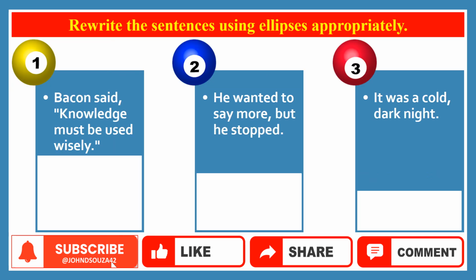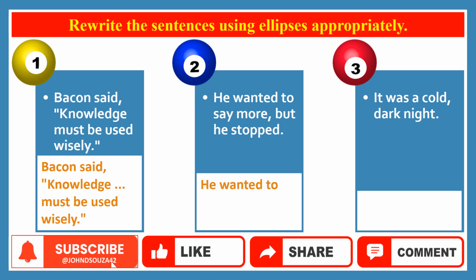Rewriting using ellipses. In sentence 1, insert an omission ellipsis after "knowledge" to indicate that the phrase has been omitted. In sentence 2, insert a pause ellipsis after the first clause to indicate hesitation or uncertainty. In sentence 3, add a trailing ellipsis to the end of the sentence to suggest an unfinished thought, that is, "and something was moving."